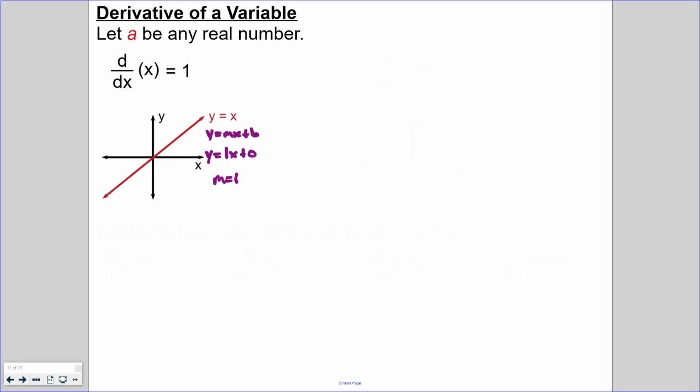again telling us the slope everywhere will be 1. Hence, the derivative of x is 1, because that's what the slope will always be. Well, then we can go ahead and we can kind of look to expand this, and we can take the derivative of some coefficient times x, such as ax.